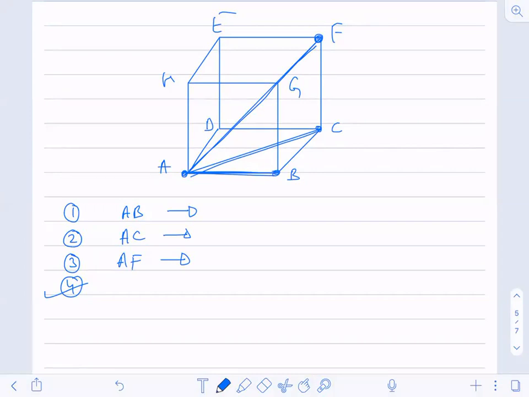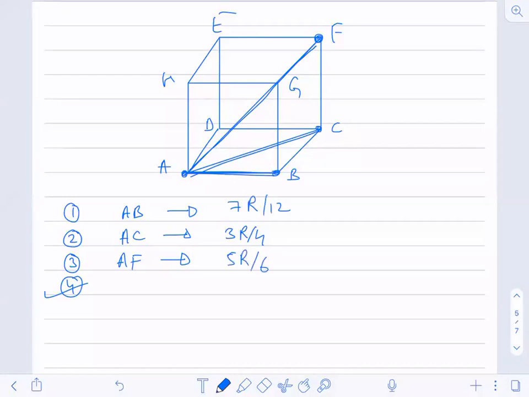Nagaraju, what you have told is about AC. Anyone for AB and AF? Anyone who has marked for AB and AF? Nobody. So for AB, it is 7R by 12, and for AF, it is 5R by 6.